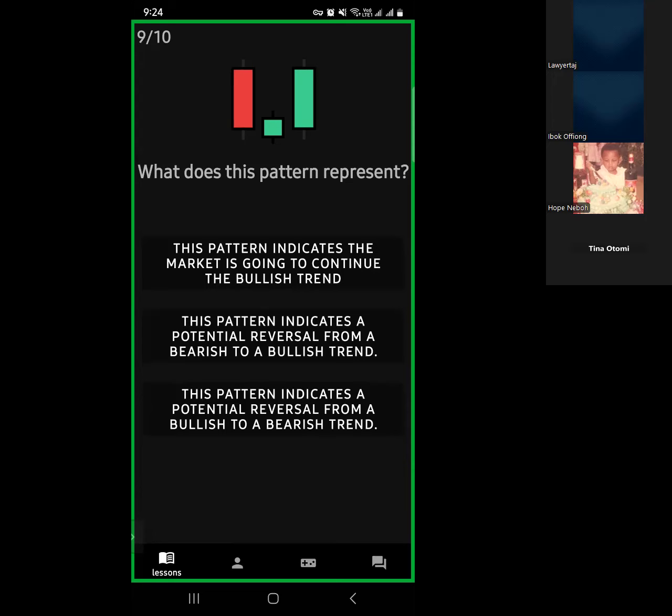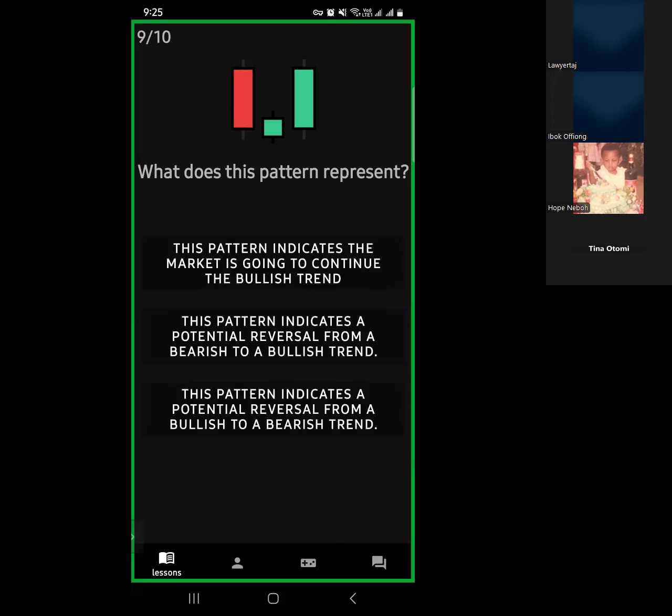Yeah, large bearish candlestick. Okay, so number 9, we're almost done. Just 2 more questions. What does this pattern represent? This pattern indicates the market is going to continue the bullish trend. This pattern indicates a potential reversal from a bearish to a bullish trend. This pattern indicates a potential reversal from a bullish to a bearish trend. What's the answer, ladies and gentlemen?